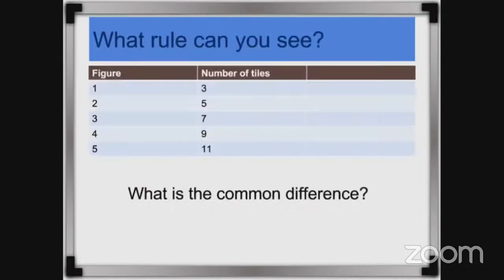All right, so now that we've looked at that, let us look at it differently. So those are the terms. It is the same information now; we've represented it in a table, however. So we have figure 1, figure 2, 3, 4, and 5. Remember the number of tiles in figure 1 was 3 tiles. We added 2 to it, we got 5 tiles. We added 2 to that one, and we got 7 tiles. And we kept on adding 2.